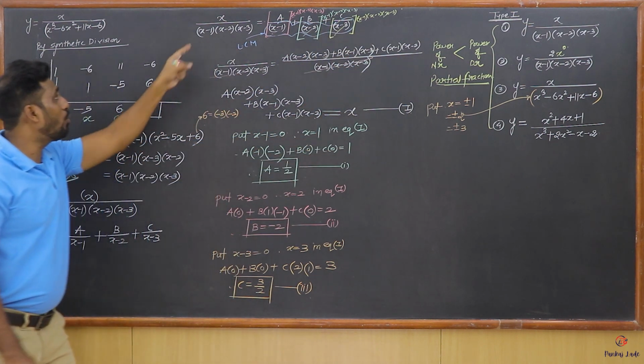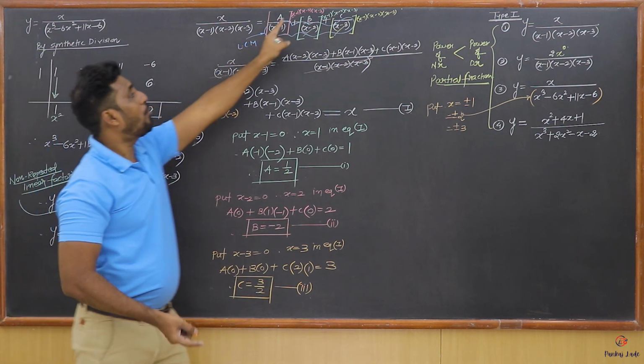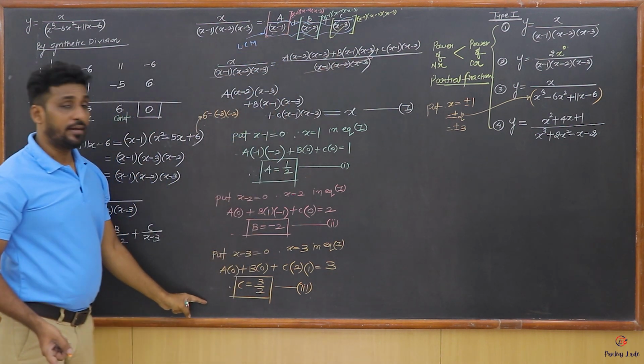And this is nothing but y, isn't it? What do we have? y is equal to x upon (x minus 1)(x minus 2)(x minus 3), which is now written as a upon, b upon and c upon. And I've got the values of a, b and c.